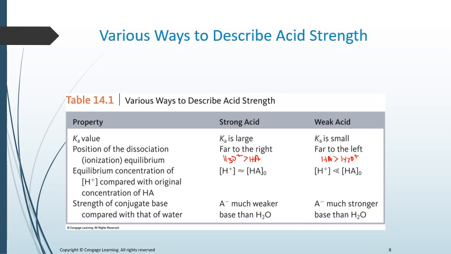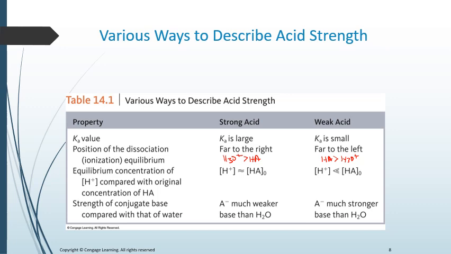When we talk about the equilibrium concentrations compared to the initial concentrations, because we have almost 100% dissociation, you can pretty much assume that the H3O+ concentration is going to be equal to the initial concentration of the acid, as long as it is just HA. When we talk about a weak acid, the HA initial concentration will be much, much larger than the H3O+ or the H+ concentration would be at equilibrium.